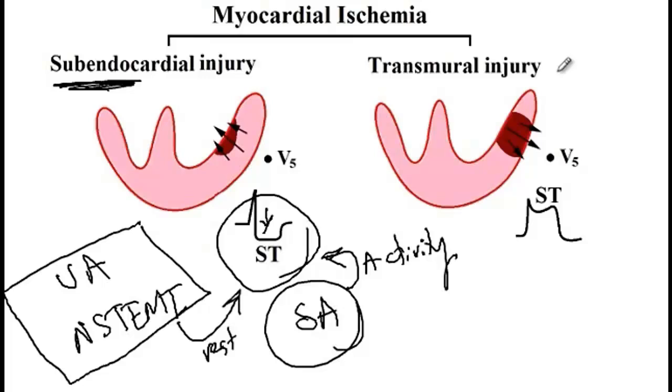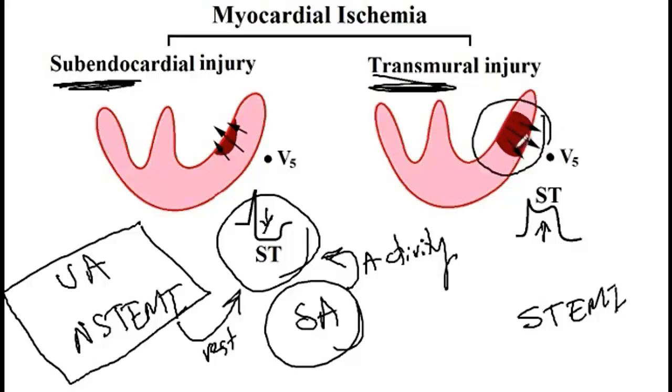And then if the ischemia is more severe, then these patients may present with STEMI, also known as ST segment elevation myocardial infarction. And these patients present with a transmural injury to the heart wall, where the entire thickness of the heart is damaged. And in these patients, since the electric charges are going away from the heart, there would be ST segment elevation. And this is an irreversible condition, while the subendocardial injury is reversible.